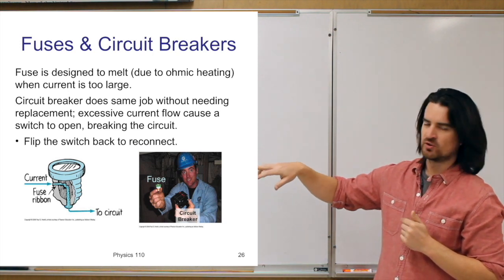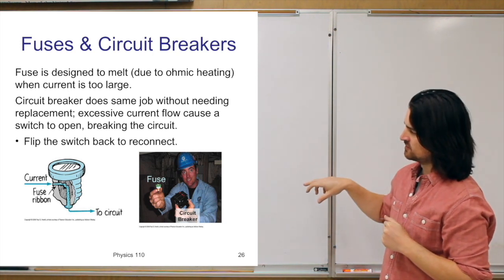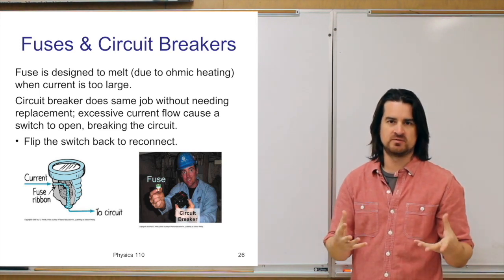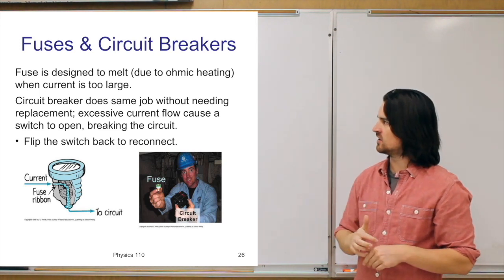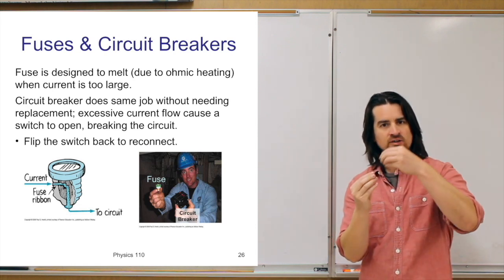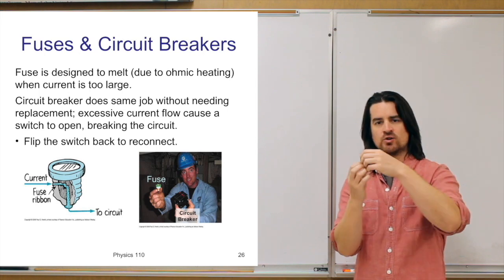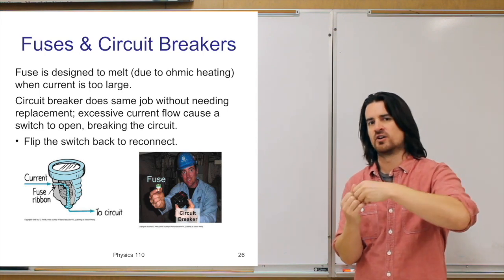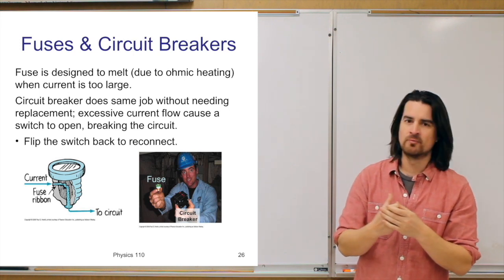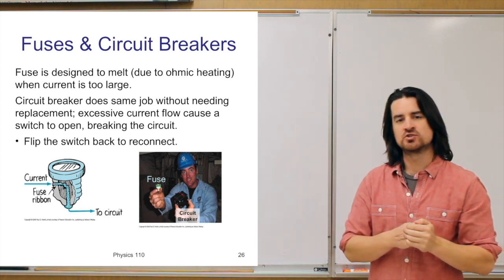So current that's flowing in the circuit will flow through that fuse, but the material that makes up the fuse is designed to heat up through that ohmic heating that we've talked about. And when the current's very large, it heats up enough that essentially it melts and breaks the circuit. It opens up the circuit so there's no longer a connection for that current to flow. That's one way of protecting against too much current flowing.